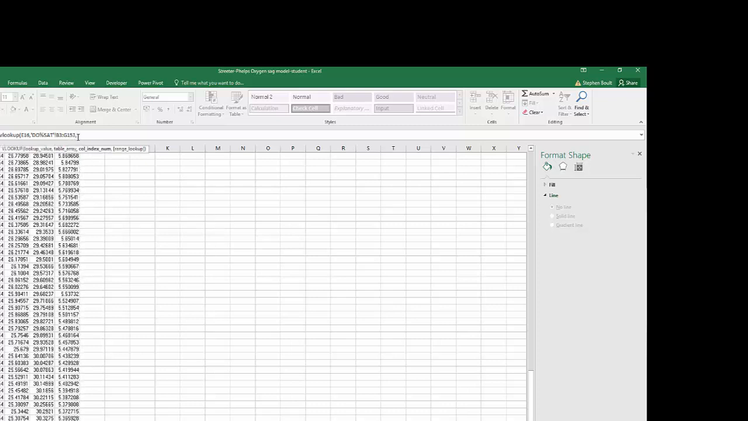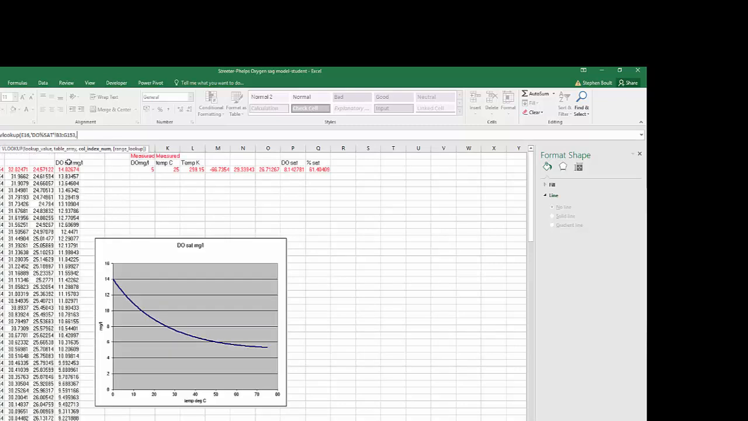And then which column do we want it to extract the number from? Well, from this column, the DO saturation column, and that is across, so it's the 6th column. So the temperature's here, column 1, 2, 3, 4, 5, 6. So we tell it we need to extract from the 6th column.